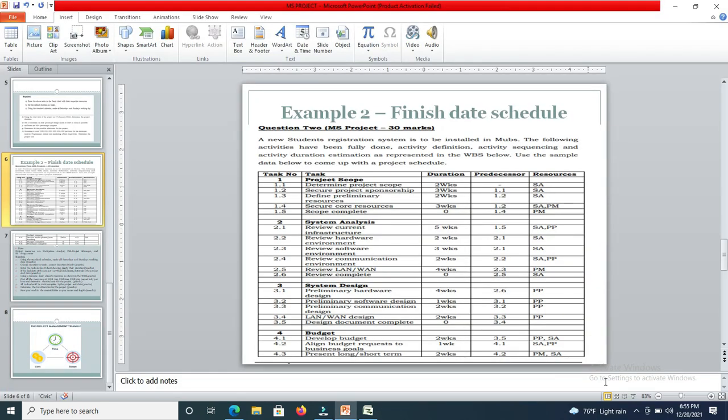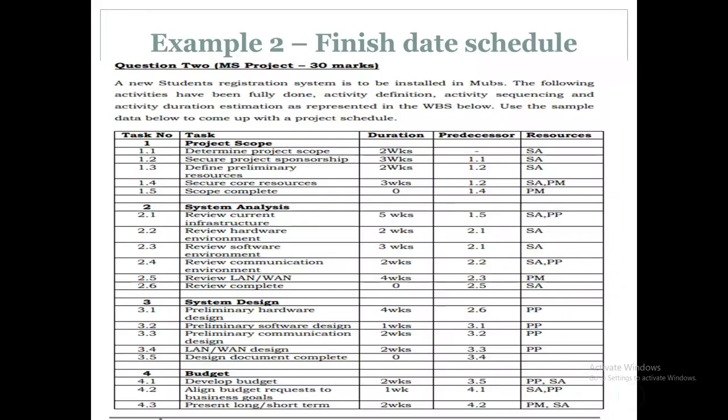I'll be sharing this question with your course leaders. So a new students registration system is to be installed in MOOCs. The following activities have been fully done: activity definition, activity sequencing, and activity duration estimation as represented in the WBS below. Use the sample data below to come up with a project schedule.